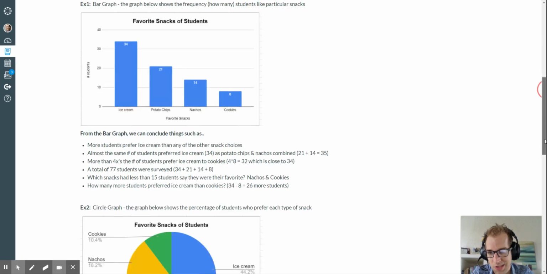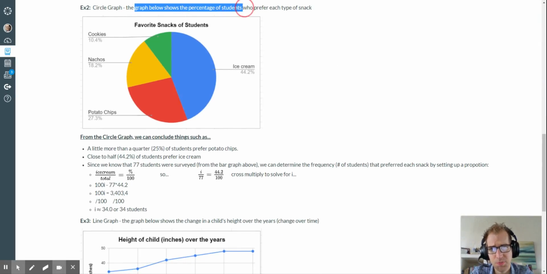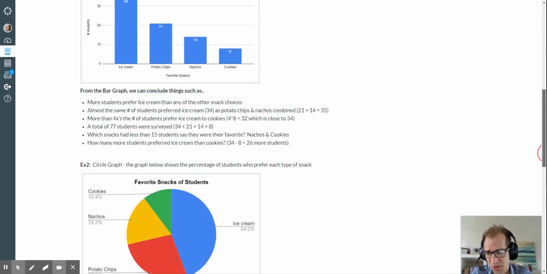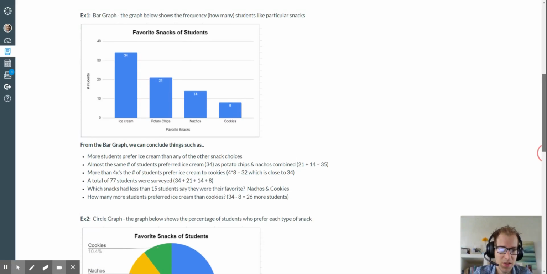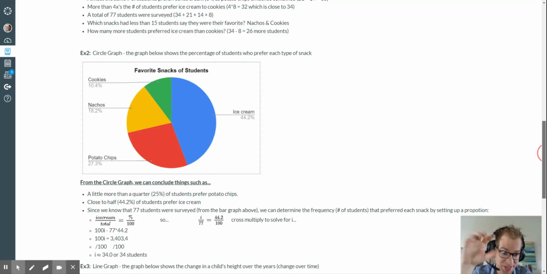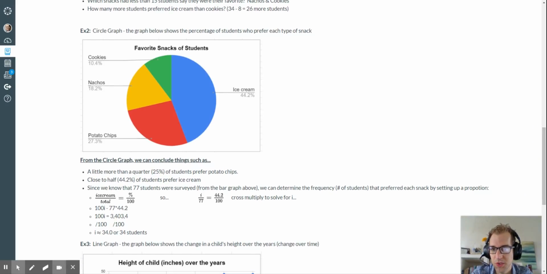So let's look at an example of that. Example 2 as an example of a circle graph here. The graph shows below the percentage of students who prefer each type of snack. So we actually have the same, it looks like, the same information that we had in the first example, example 1. We have an example 2, same data, right? Same numbers, but a different visual graphical display. So here we have what we call, once again, a circle graph or pie graph, as you might have heard it referred to. And now it's easy to compare which is the biggest slice, which is the smallest slice.